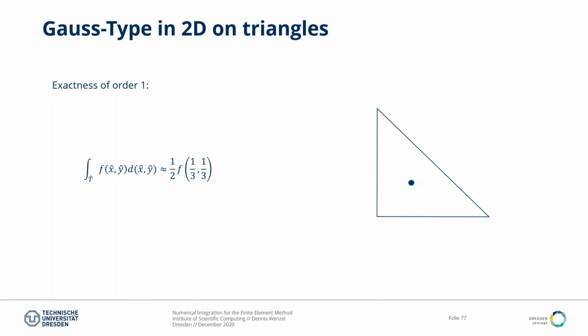How does that look? Well, the point 1/3 in x and y components is simply the barycenter of the triangle, and 1/2, and that is not a coincidence, is the area of the triangle. So you will always have the case that the weights sum up to the area of the shape you are considering. So the area of this triangle is 1/2, meaning that every quadrature rule that I define should have weights summing up to 1/2.